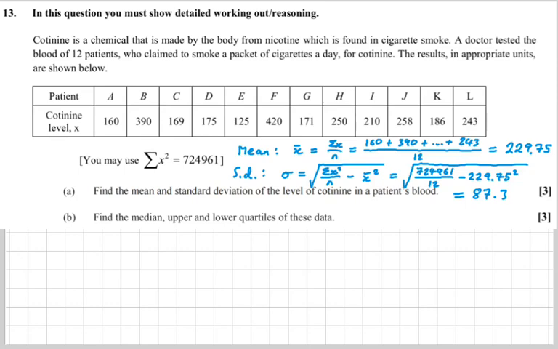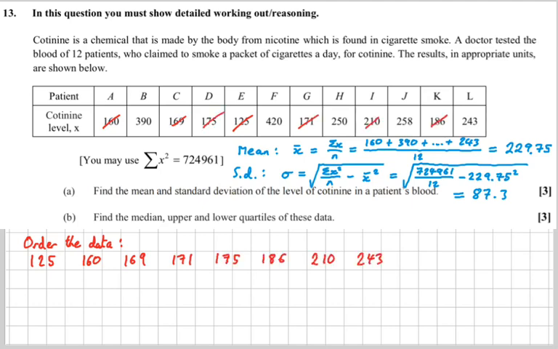Okay, part B, find the median and the 2 quartiles. Well, you can't find any of those until you've ordered the data, so let's order the data. Again, take your time over this, cross things off as you go along. Again, I had candidates missing ones out, getting things in the wrong order. Okay, this shouldn't be hard, you just need to be careful.